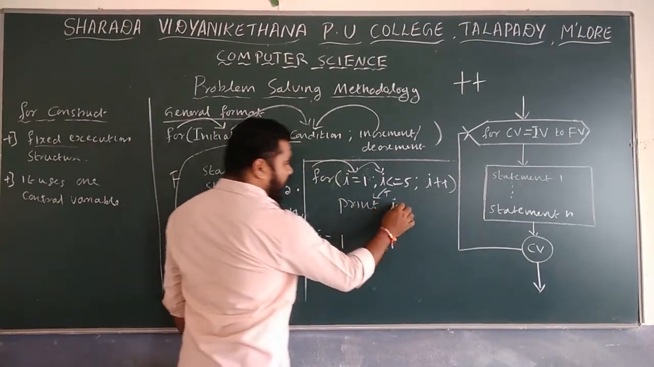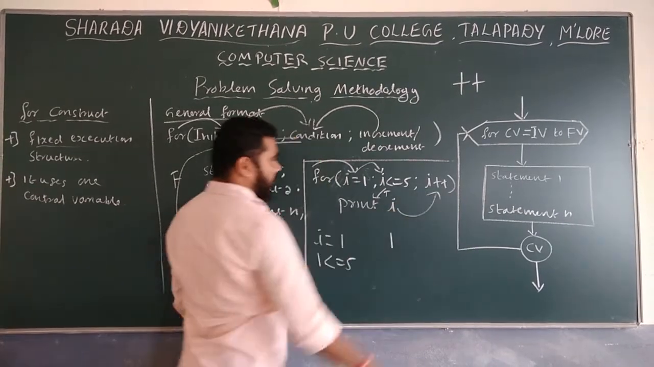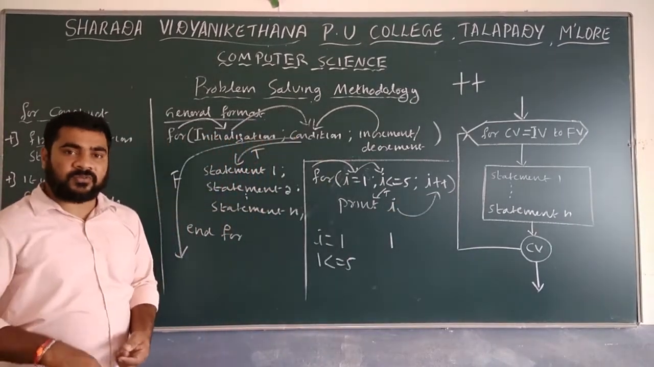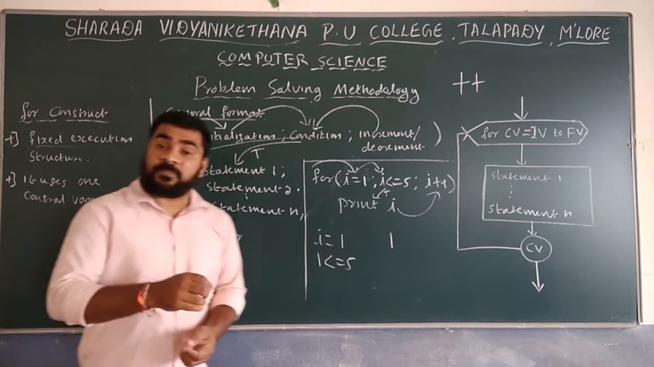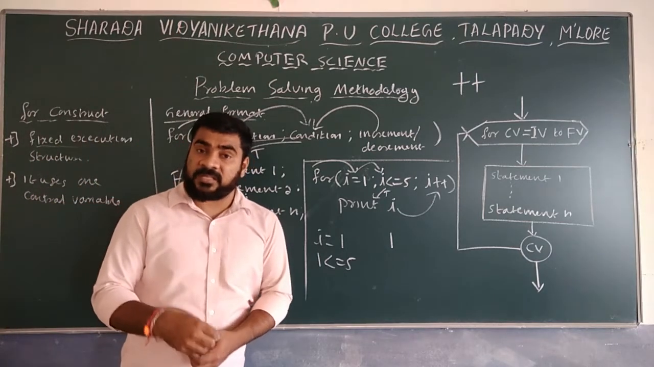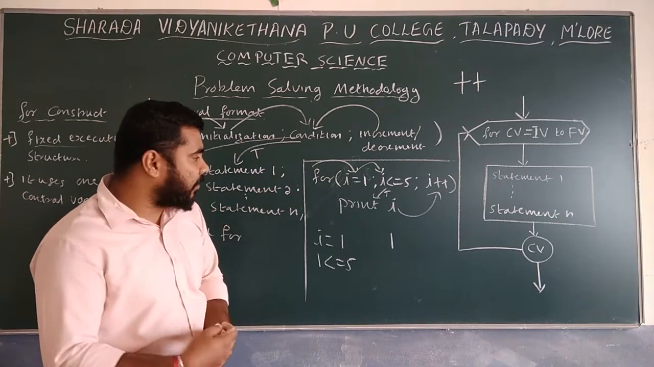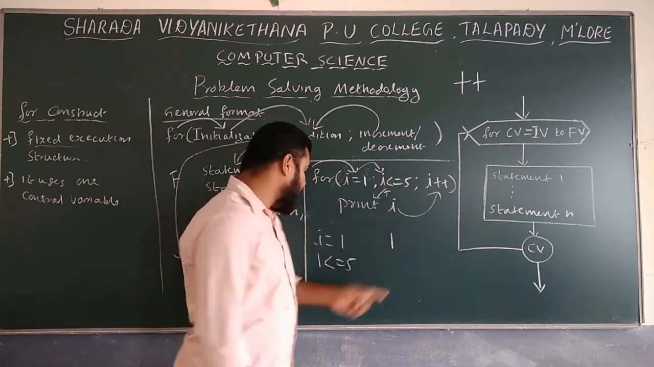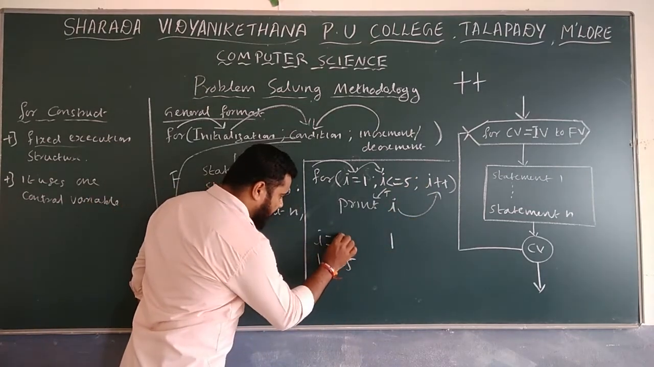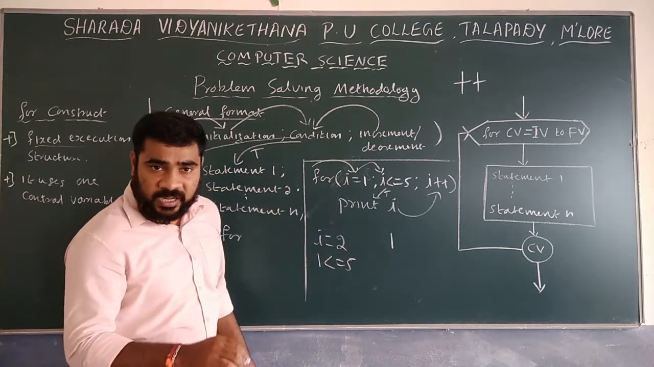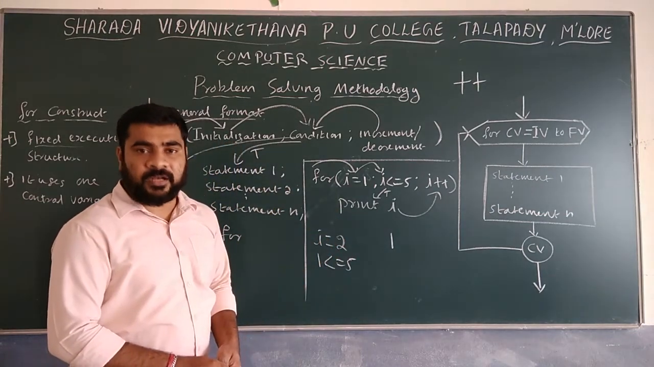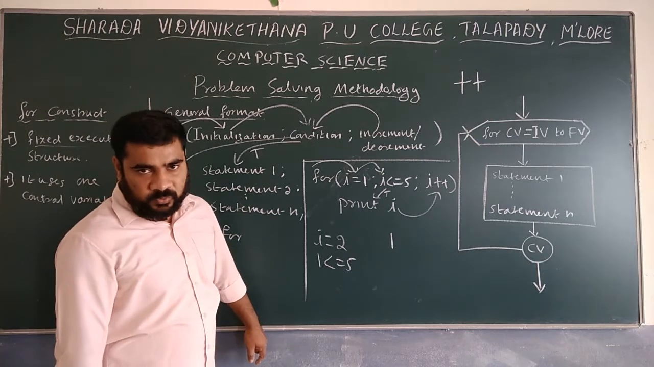Next, after that it is going to repeat. After that it is going to increment. So I plus plus. What does I plus plus mean? The same value is incremented by 1. I is equal to I plus 1. So the I value will be 2.